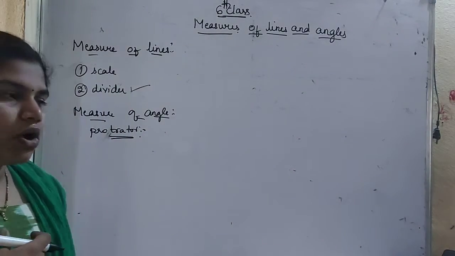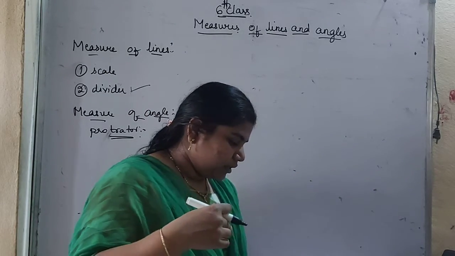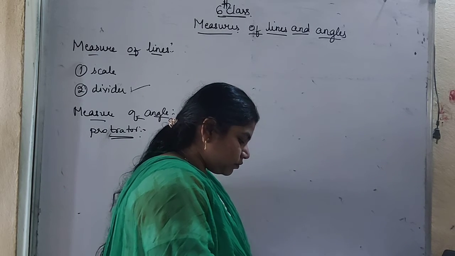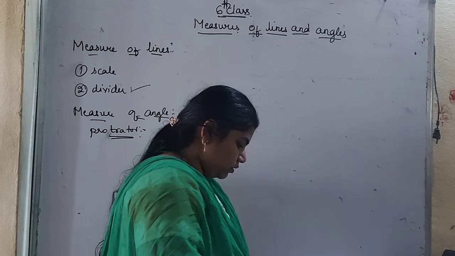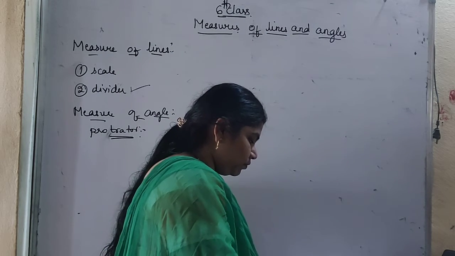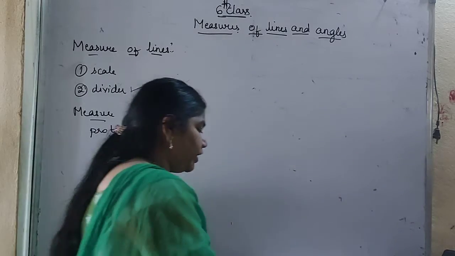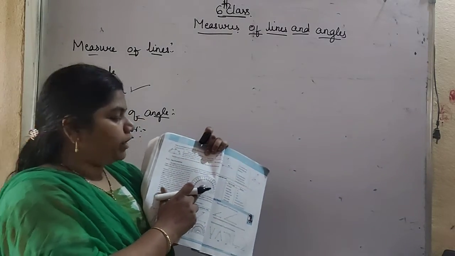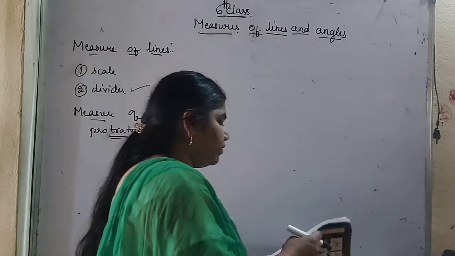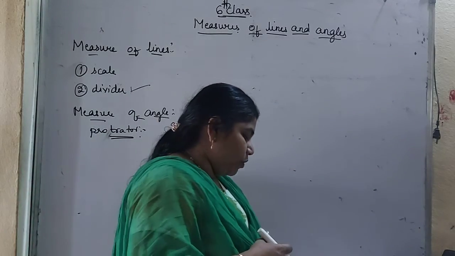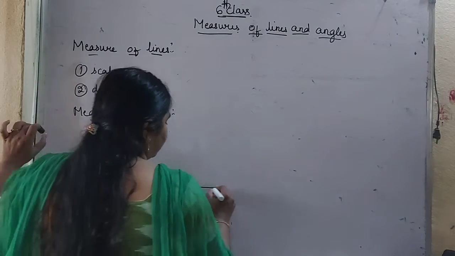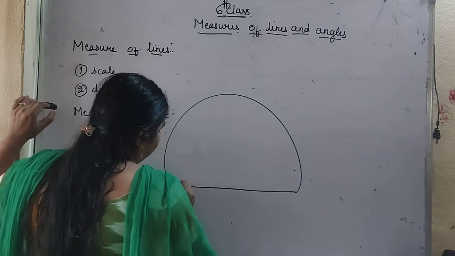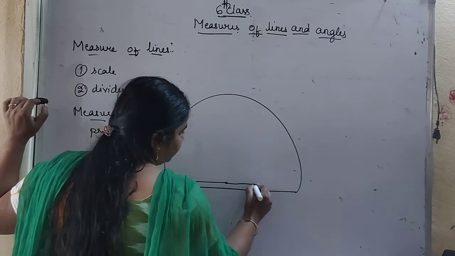I think you have seen the protractor before in the geometry box. It will be in the form of a semicircle, and they have already given it in the textbook. So this is called a protractor. By using this instrument we are going to measure the angles. We will see how this protractor is made and how to measure the angles with the help of it. It is in the form of a semicircle, and they will give one middle point.